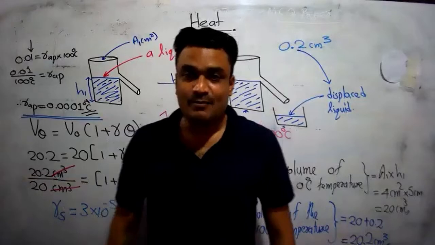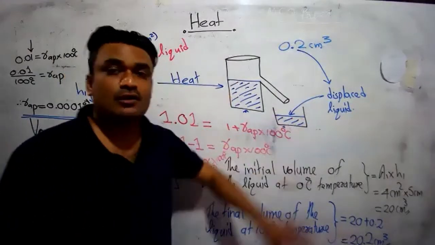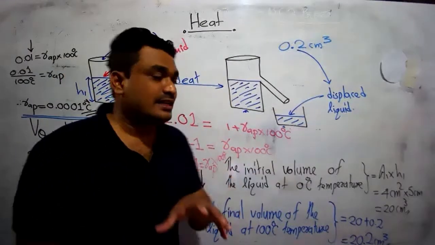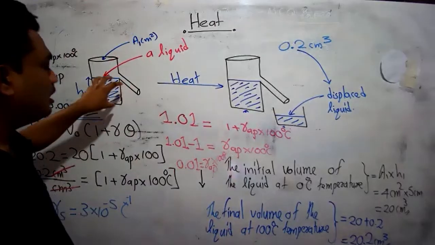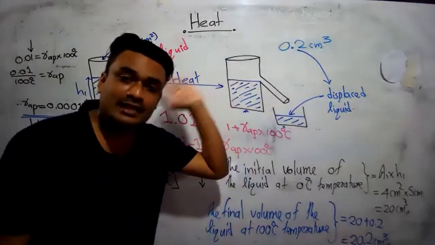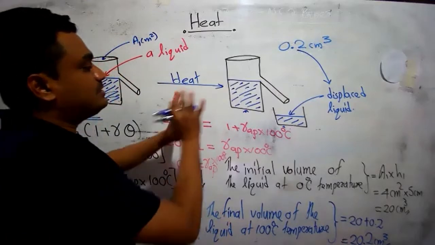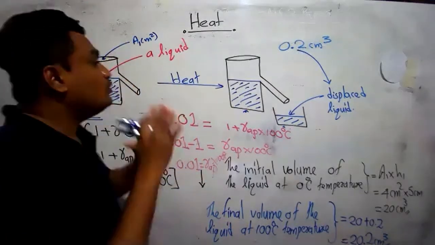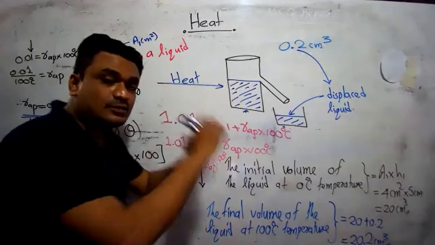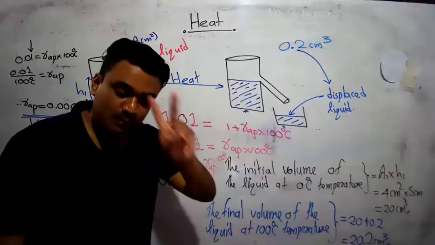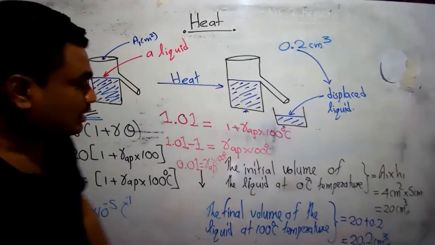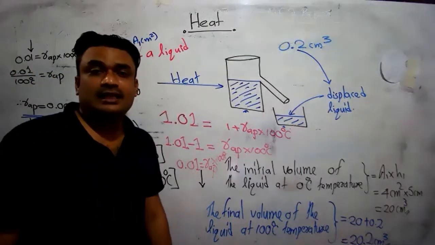Roman number 2 means I'm going to find the real coefficient of volume expansion. In the second case, we believe that not only the liquid but the vessel is also expanded. Earlier we thought that the vessel is not expanded. Now we are going to think that the vessel is also expanded. Roman number 2, and please write two statements.